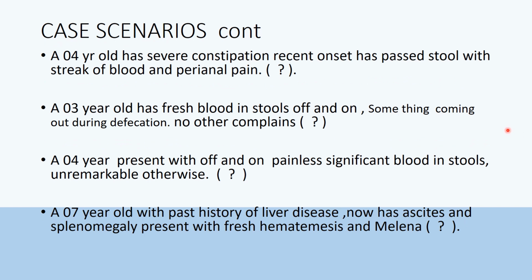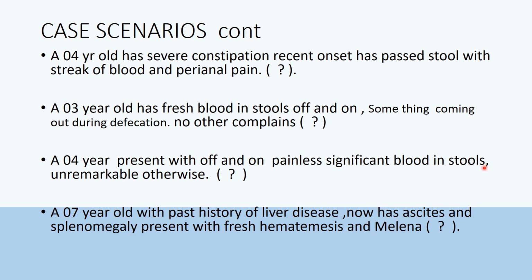These are relatively older children. The first is a 4-year-old who has severe constipation of recent onset, but he has passed stool with some difficulty, and a streak of blood has been noted in the perianal area. The second is a 3 years old child who has fresh blood in the stool, and this is happening off and on. There is an additional complaint of something coming out during the act of defecation, and there are no other complaints.